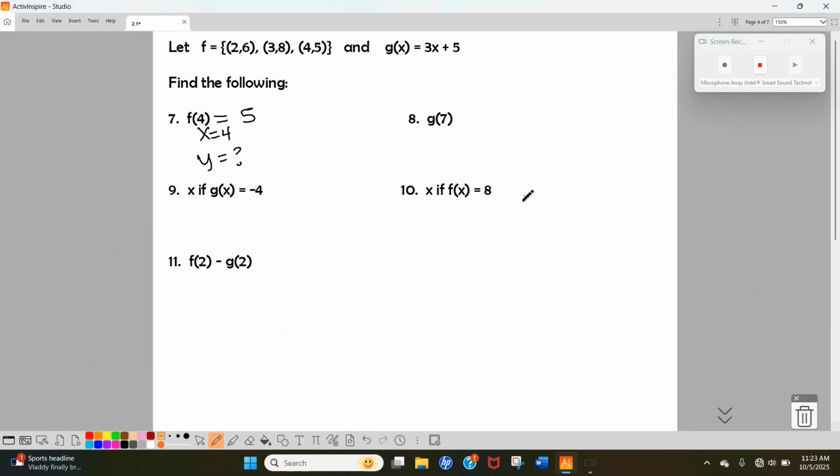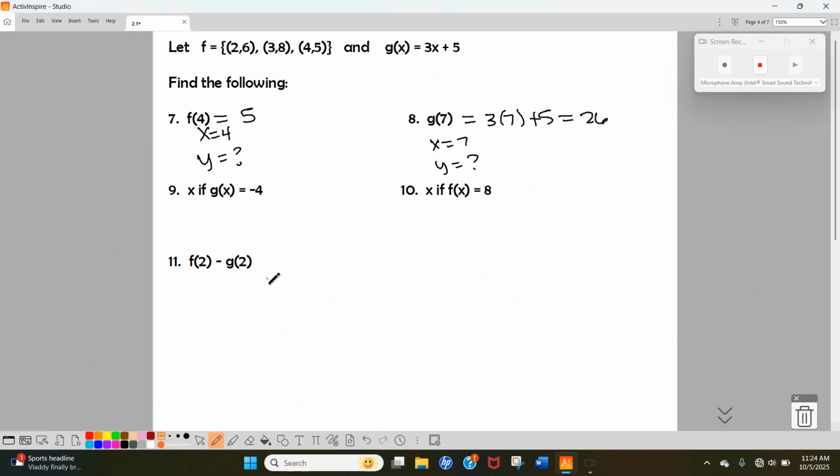Number 8 is saying g of 7. So if x is 7, what is the g of x function? What is y? So same question, but now we have like a little formula to plug it into. So plug 7 in for x. And you get, what, 26?